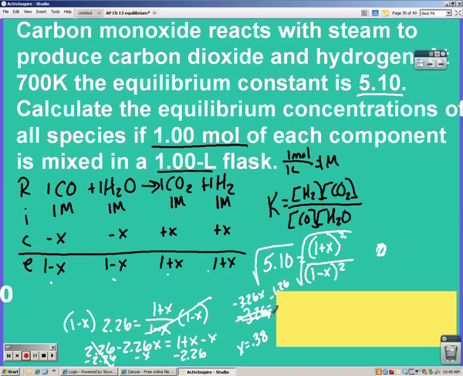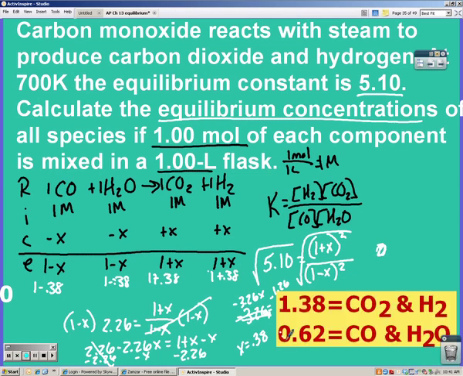And I'll rewrite that so you can see it a little bit clearer. But that's just x. If I look back at my RICE table, I see that x is my change. So to calculate my equilibrium concentrations, I'm going to plug x in: 1 minus 0.38, and then 1 plus 0.38. And so I'd write my answer as written here: 1.38 for my carbon dioxide and hydrogen, and 0.62 for my CO and H2O. And those should have units of molarity on them.